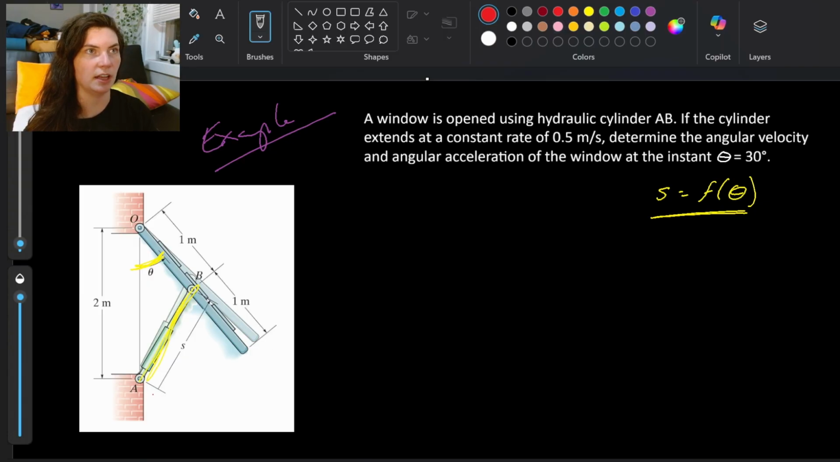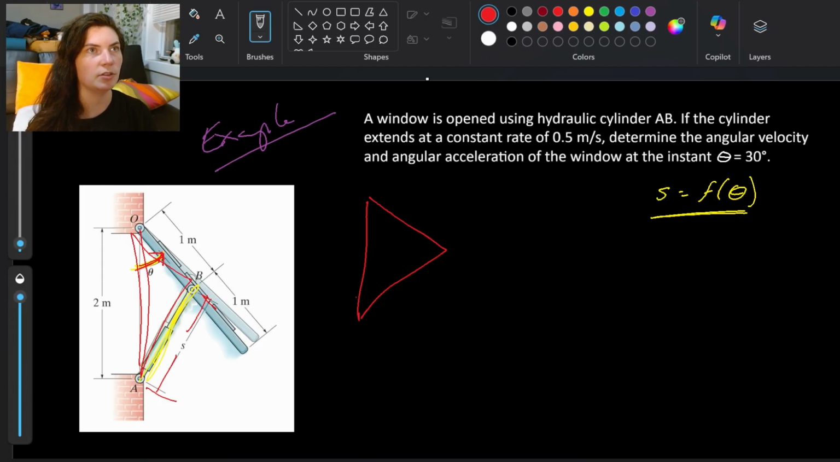And again, that s value is the length of AB, and our theta is the angle the window is rotating through as it opens up. So I'm going to pop out this overall OAB triangle so we can see it a little better and start pulling out some information, constructing a relationship here.